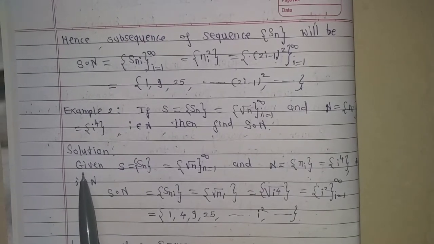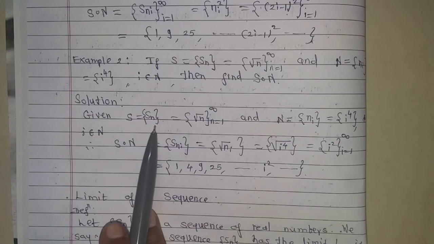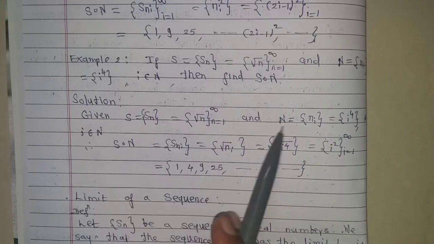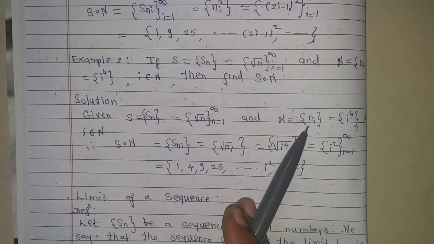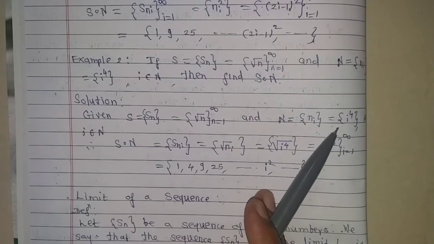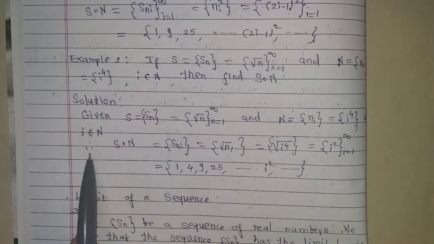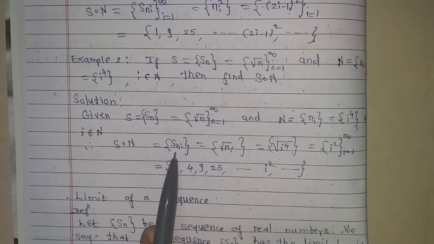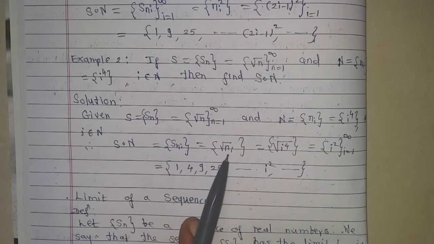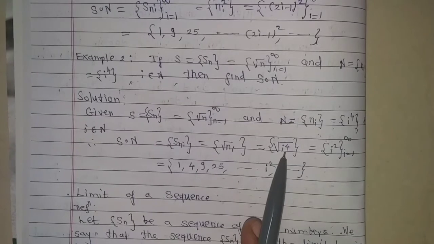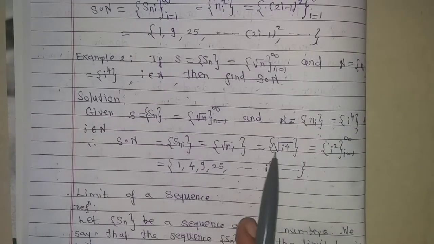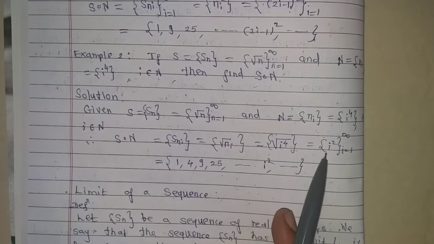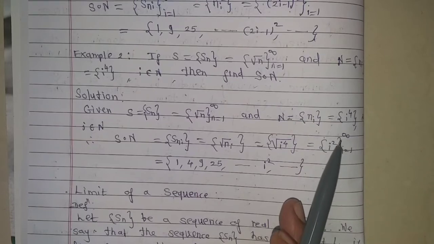Let us consider the solution of this example. We have given that S equal to sequence Sn equal to sequence square root of n, n going from 1 to infinity, and capital N equal to sequence ni equal to sequence i raised to 4, i belongs to N. Hence, S composition N equal to sequence S(ni) equal to square root of ni, that is, square root of i raised to 4, equal to sequence i square, i going from 1 to infinity.